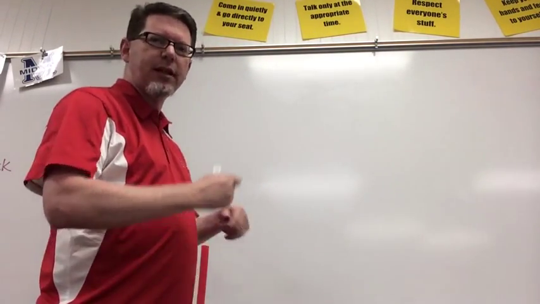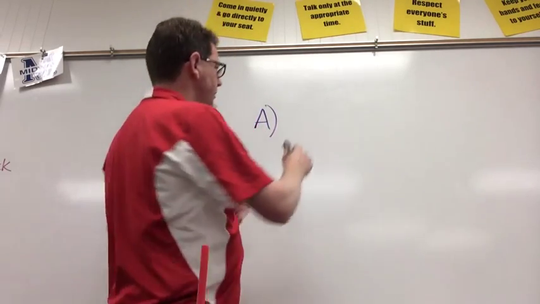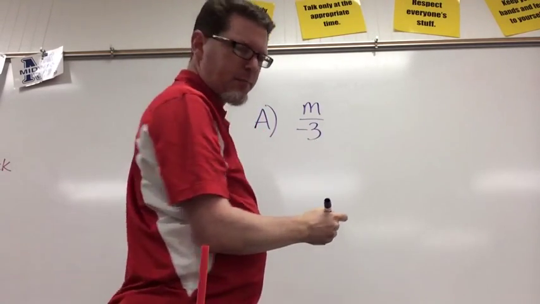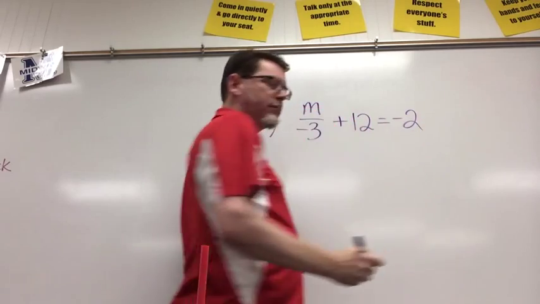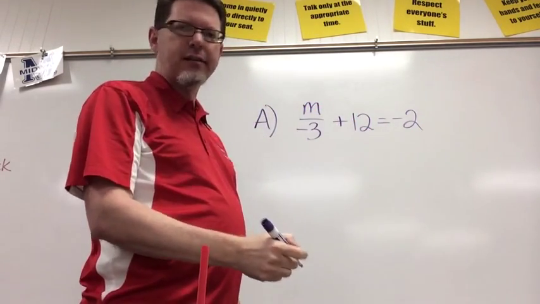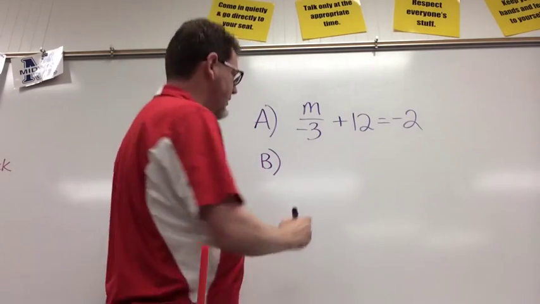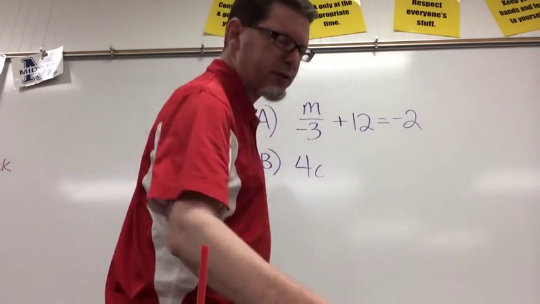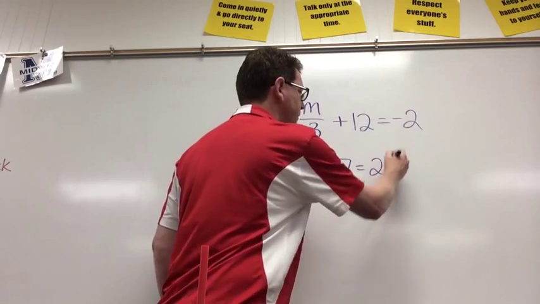Here's the 2 problems that I need you to do for me. Problem A is going to be m over negative 3 plus 12 equals negative 2. So I want you to solve that and send it to me. But I'm going to ask you to solve another. The other is 4c, for country. You know, we've been doing country. 4c minus 7 equals 21.